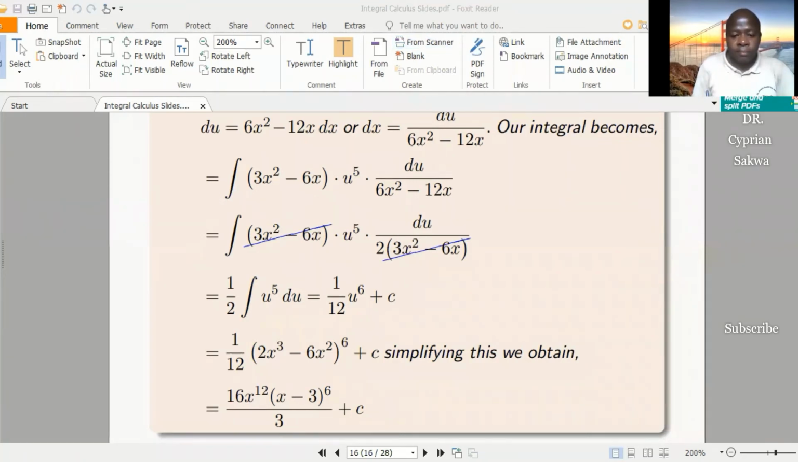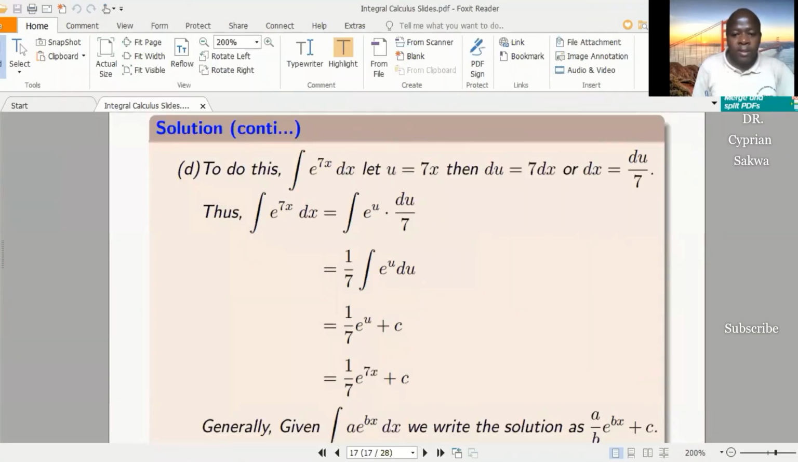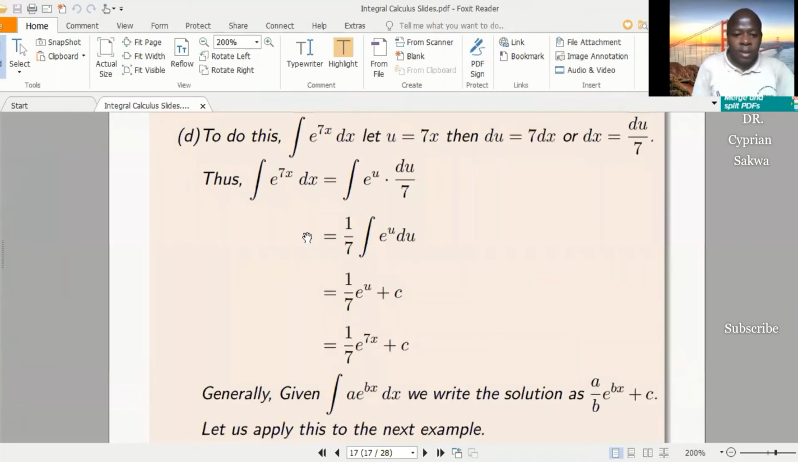Let's look at the next example. For the next example, we want to integrate e raised to 7x. And remember, we had already said that the integral of e raised to u du is e raised to u. So that means whatever is here, I must make it be u. Whatever is here, I call it u. So I say, let u be 7x.